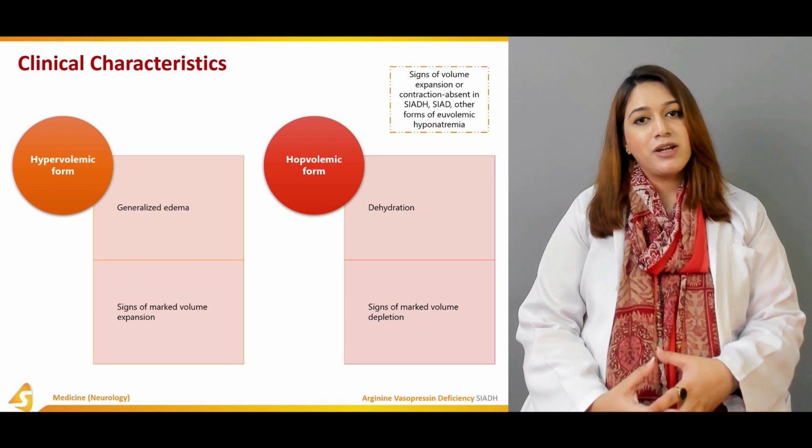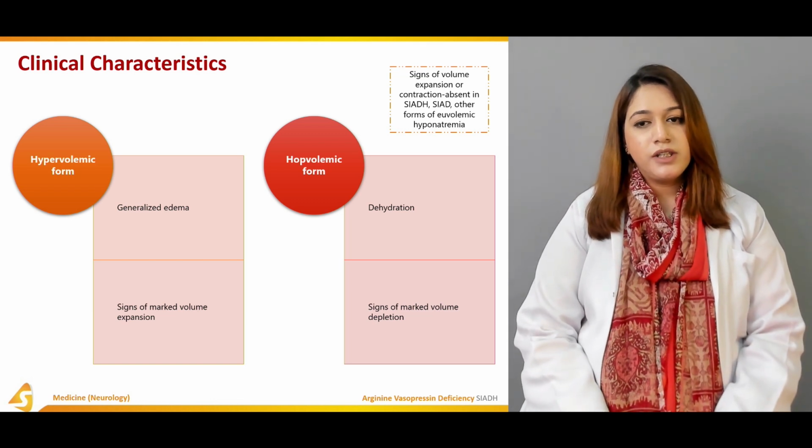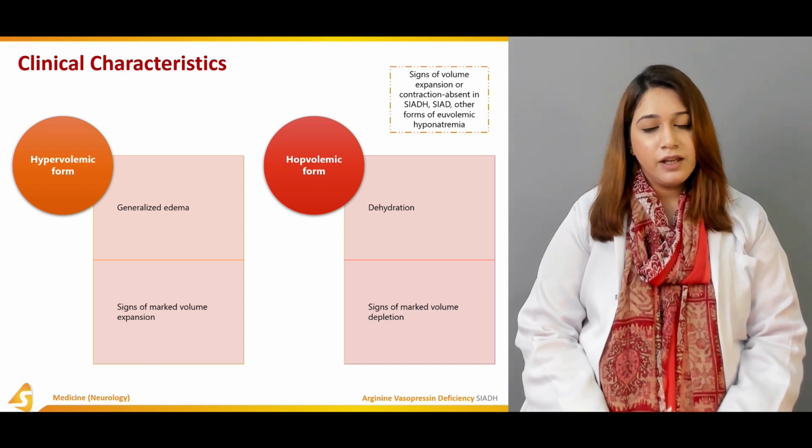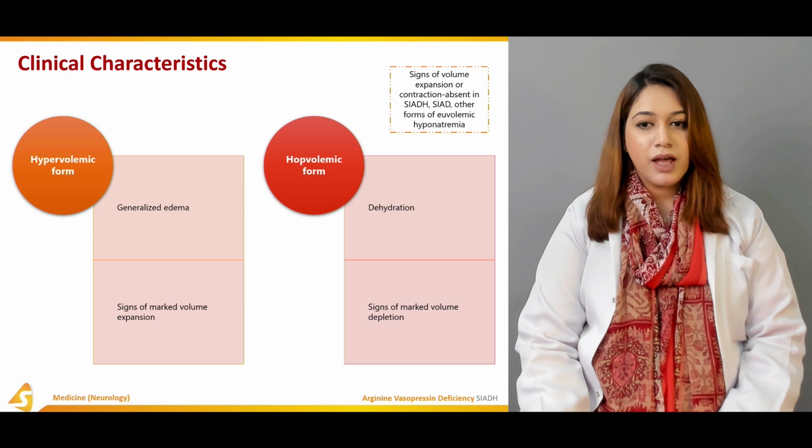Signs of volume expansion or contraction are absent in case of SIADH, SIAD, and other forms of euvolemic hyponatremia.